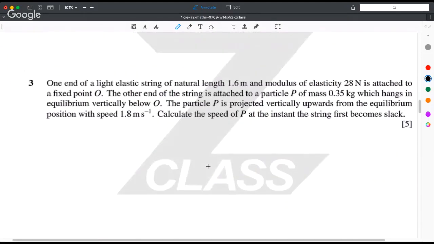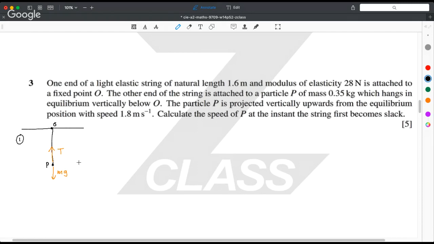Okay, question 3. So here's a picture of the setup. We have some ceiling with a point O, and there's an elastic string hanging to particle P. And what forces do we have? Well, we have the weight of P, of course, mg, and we also have the tension in the string, T. So firstly, we know that we're being asked to deal with the energies. So the initial setup is this one, and we can do comparison using conservation of energy.